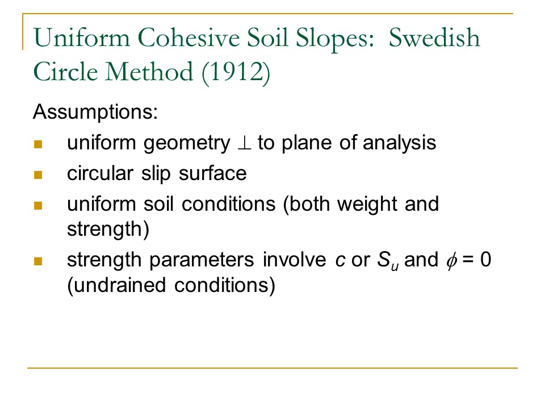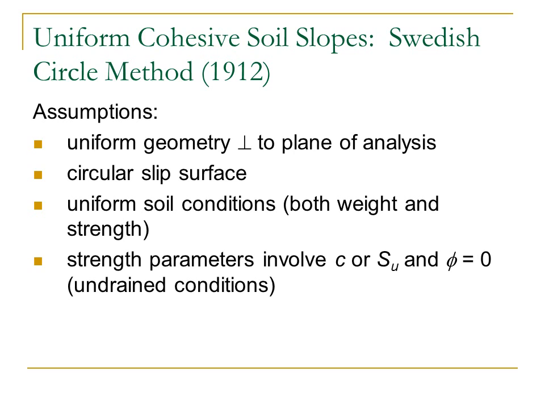The assumptions of the method are that we have a uniform geometry perpendicular to the plane of the slide, that we have a circular slip surface, that we have uniform soil conditions, where both the weight of the soil is constant with depth and the strength is constant with depth. And that's not usually the case, but sometimes it is close enough to being true that we can use the method. We also need to have strength parameters that involve either cohesion or SU, undrained shear strength, and typically a phi value of 0 for undrained conditions.